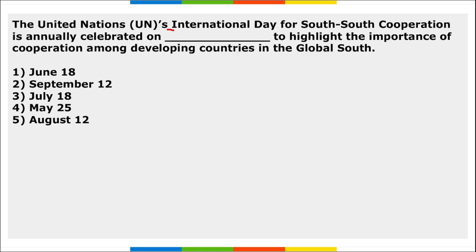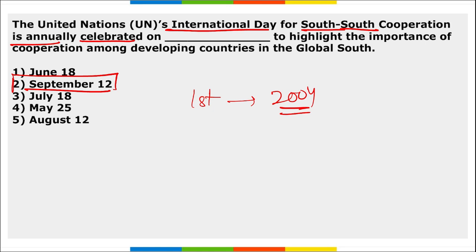Next, UN International Day for South-South Cooperation is annually celebrated when? So UN International Day for South-South Cooperation is celebrated on 12th of September to highlight the importance of cooperation among the developing countries of the global south, and for the first time this was observed in 2004.